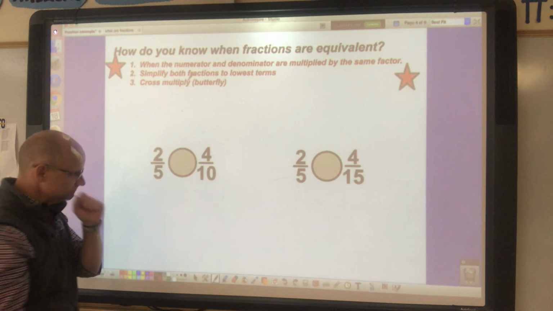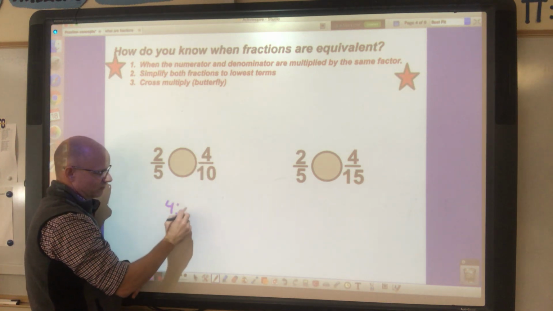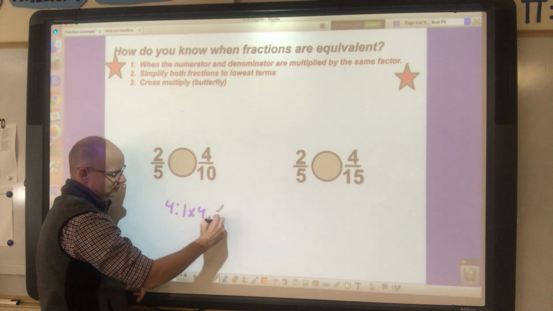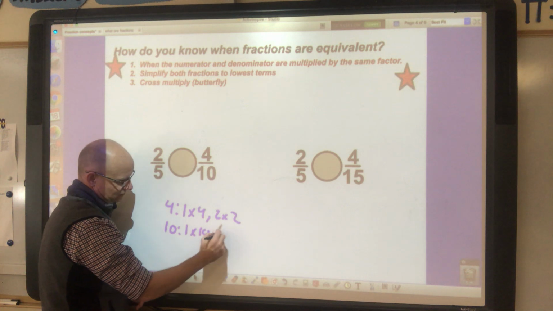Now, what does that mean? For example, 4 and 10 share a common factor. The factors of 4 are 1 times 4 and 2 times 2. The factors of 10 are 1 times 10 and 2 times 5.